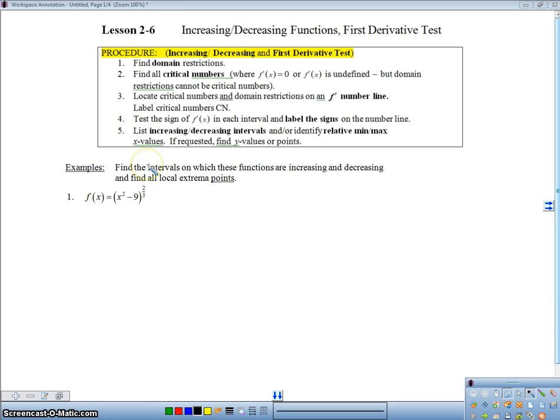So the first step is we're going to see if there's any domain restrictions. Well, in this case, there are no domain restrictions, so we don't have to worry about step number one. Let's do step number two. Take the derivative.